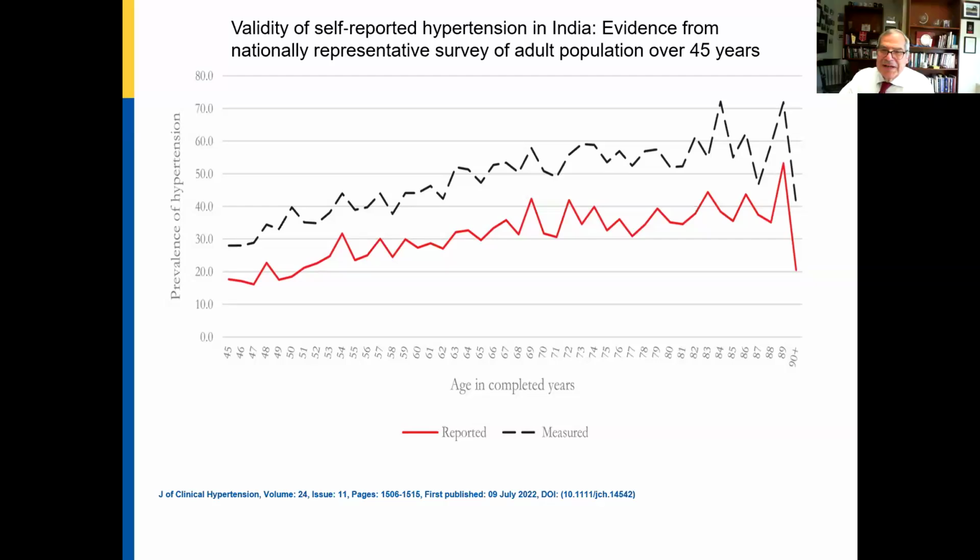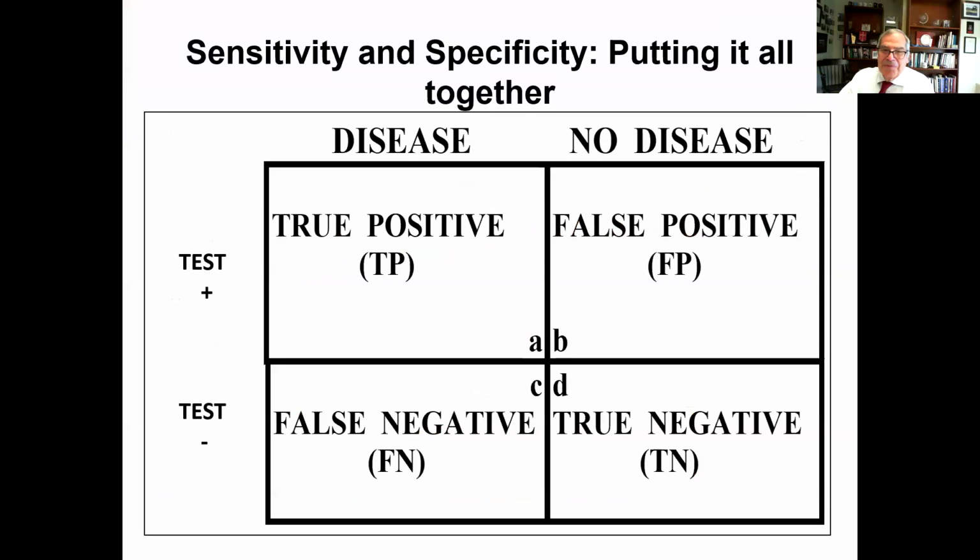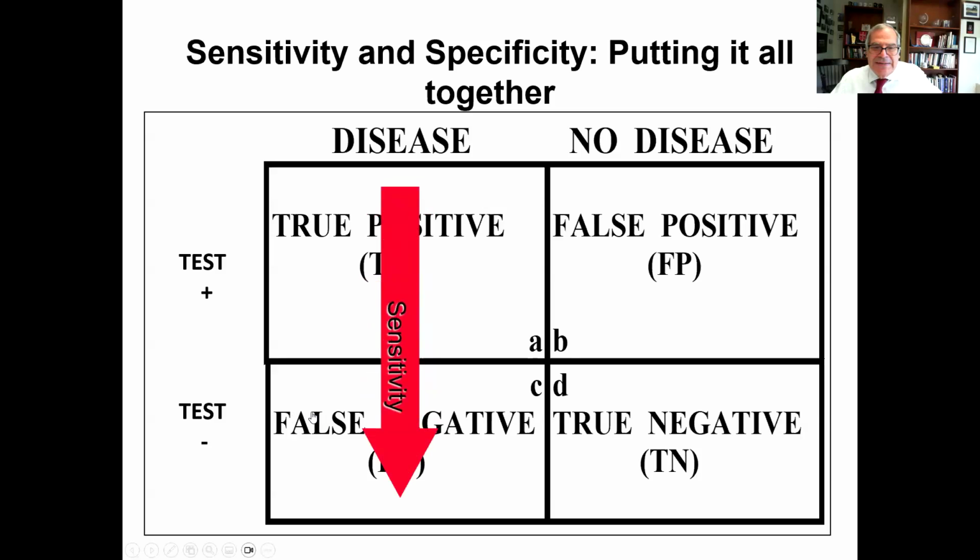Excellent words. Again, just to put it all together: sensitivity, specificity, positive predictive value, negative predictive value. Again, sensitivity deals with people that have the disease and concerns about the false negatives.